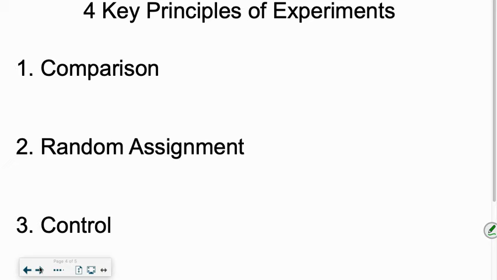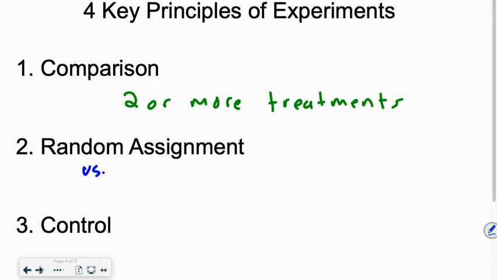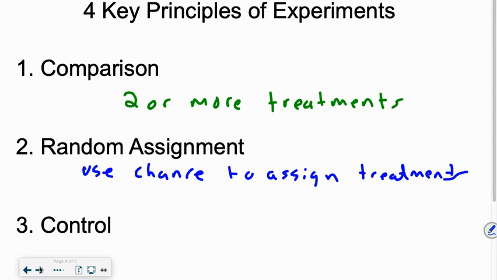So the 4 key principles of experiments: comparison. So we have 2 or more treatments. We are comparing things. Random assignment. We use chance to assign treatments to experimental units. A lot of times that'll be done with random on the calculator or a table of random digits.